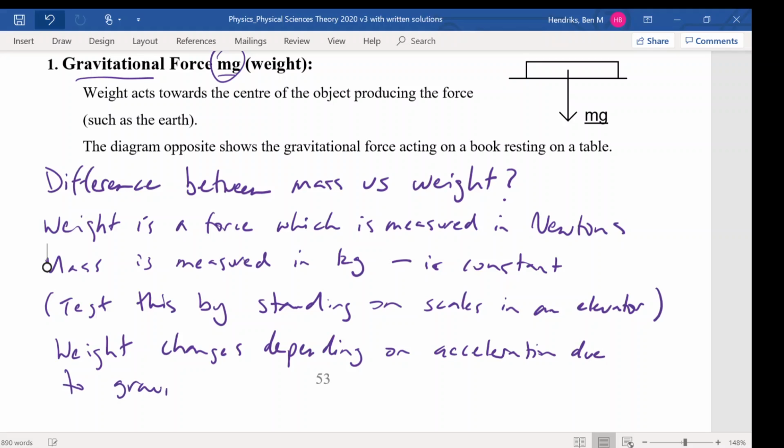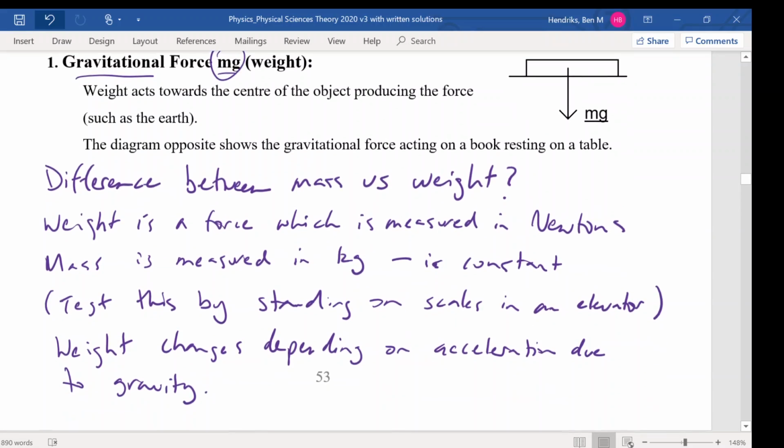Okay, so that was just a quick introduction to the types of forces that we'll cover in this course. If you have any questions, feel free to email me those, and we'll look at Newton's laws in the next videos.